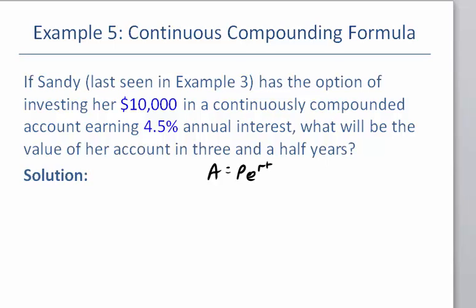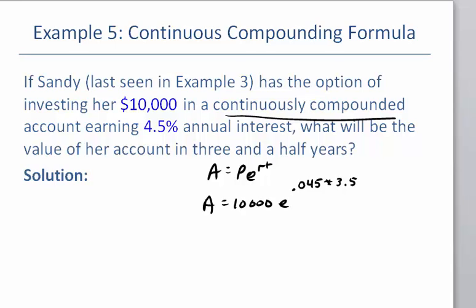If Sandy has the option of investing her $10,000 in a continuously compounded account earning 4.5% annual interest, what will the value of her account be in 3.5 years? Her initial investment is $10,000, so we're going to put that in for the P. We know the interest rate is 4.5%, so we're going to put in 0.045. And we know that the time is 3.5, so we'll put in 3.5.